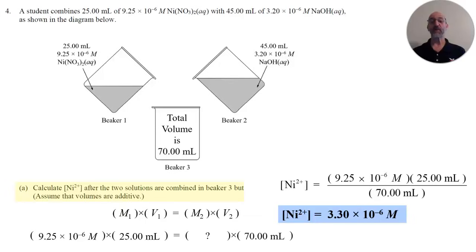Now, there's going to be a precipitate possibly formed in beaker 3, and I say possibly because we have to do a Q versus K comparison, so that's coming up in the next few parts of this question. Let's go ahead and move on to part B of question 4.